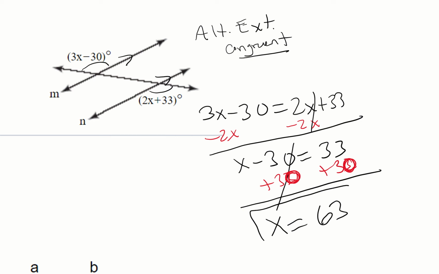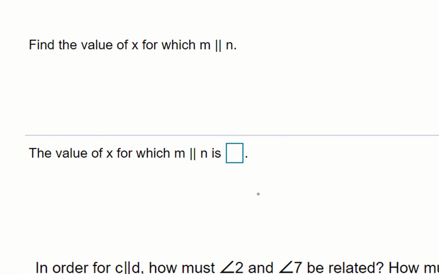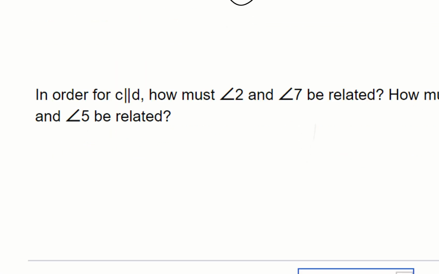So that's what my x has to be in order for this relationship to hold where the lines are parallel. If x were not equal to 63, then these lines will no longer be parallel. So we're going to go ahead and type in the value of x is 63. Just type that into Savas.